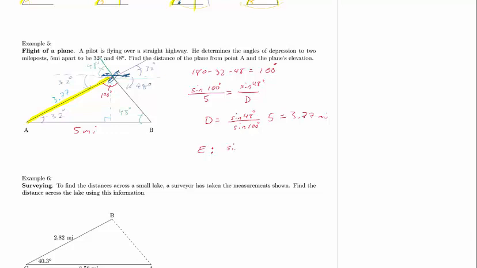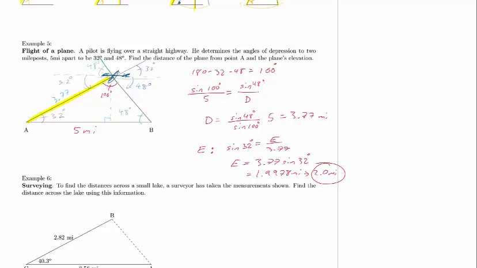So sine of 32 degrees equals opposite over the hypotenuse, the elevation over 3.77. So elevation equals 3.77 times sine of 32 degrees. And that will become an elevation of 1.9978 miles. Given significant digits, we can say that's about 2.0 miles high. Okay, there we go, that's the answer for that one.